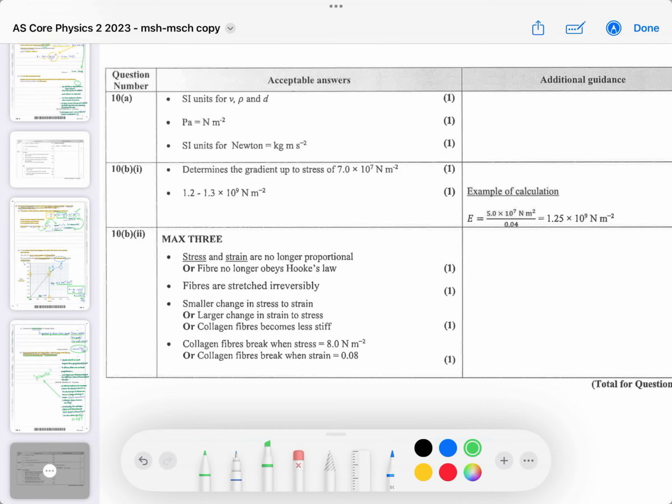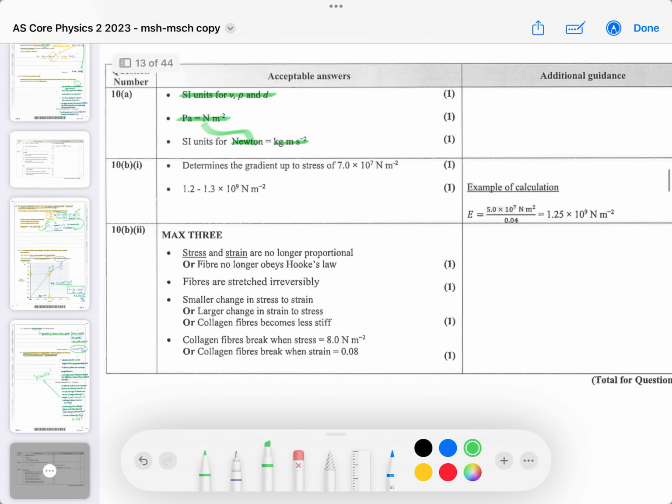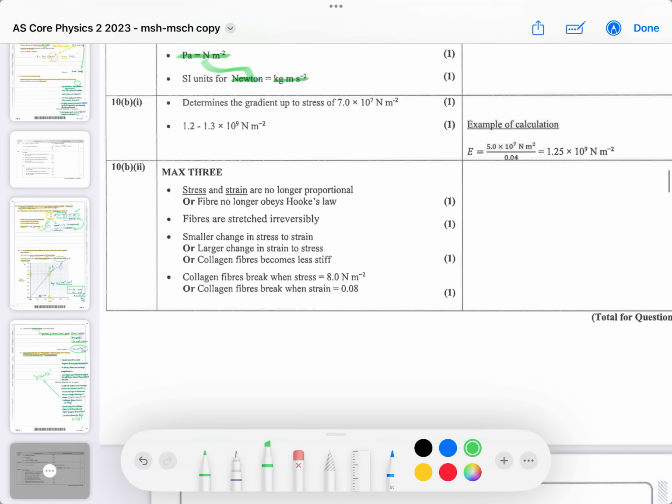So here's the mark scheme. At the beginning, you had to show the SI units for velocity, rho, and diameter. So that will give you 1 mark. And you've got to show that pascals is newtons per square meter. And obviously, you've got to change newtons into kilograms meters per second squared. The gradient we've done. And then here are the 4 ways which should match my answers, which I'll let you stop the video and have a look at your own answers.